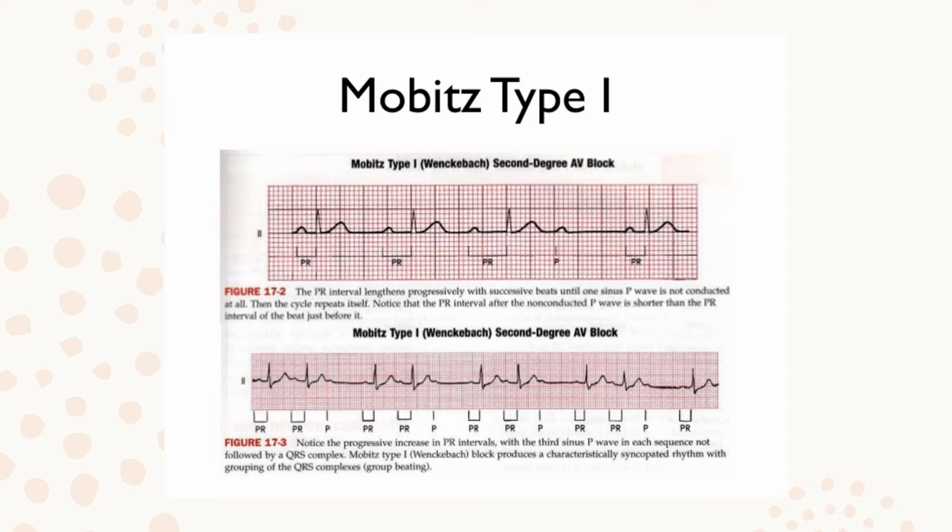And so once a QRS is dropped, the AV node resets itself and accepts the next impulse in a normal manner. The best strip is the bottom one, where you can clearly see the grouping pattern that we're talking about. You get a progressive increase in the PR intervals with the third sinus P wave in each sequence not followed by a QRS complex. Mobitz type 1 or Wenckebach produces a characteristically syncopated rhythm with grouping of the QRS complexes, or group beating.